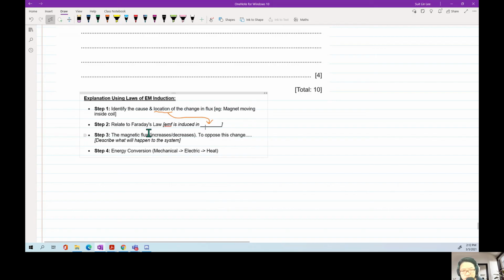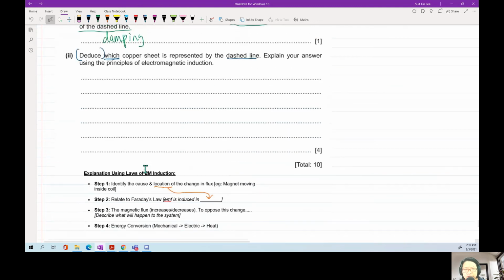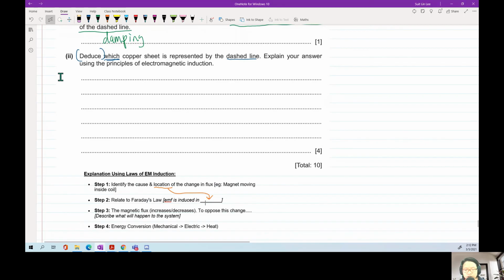So the magnetic flux will increase or decrease, and to oppose this change, describe what will happen to the system, and then talk about the energy conversion. So this is a general format. But now, you are asked to deduce or reason which one has a decrease in energy from mechanical to electric to heat. Okay, so I'm going to start with the evidence that I see, which is the dashed line. And also they are hinting for you to start there because they talk about damping.